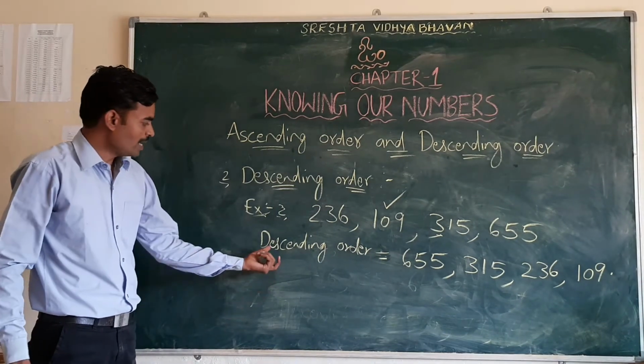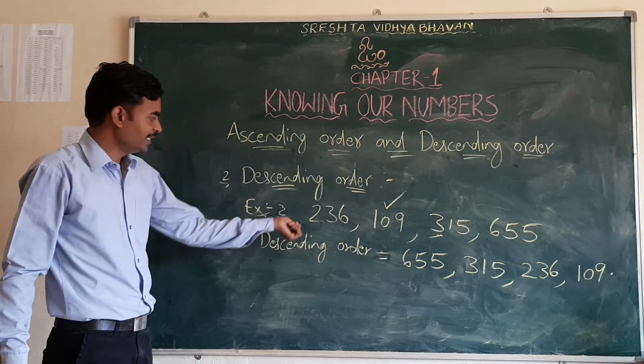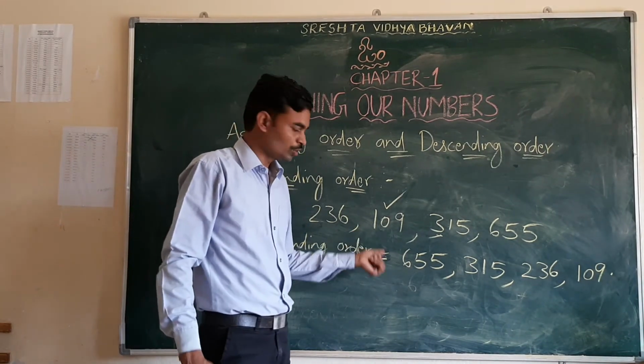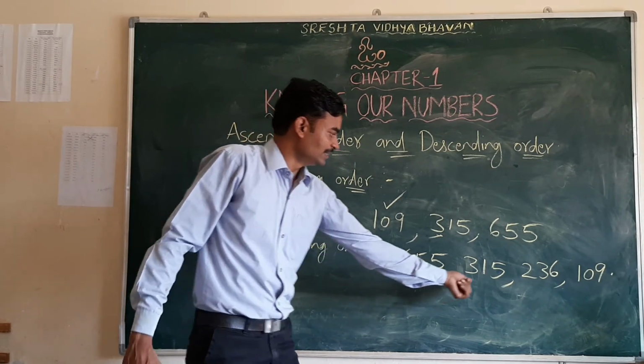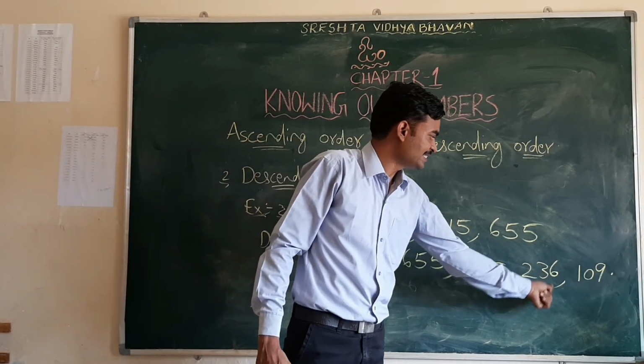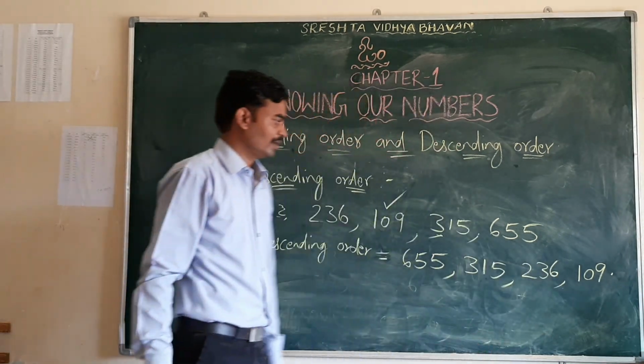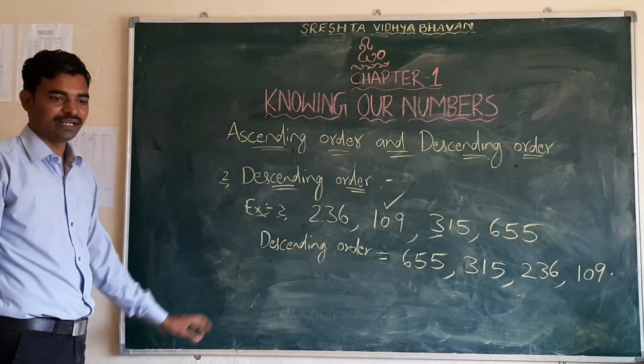Okay. Now, what is the answer of the descending order in this question? The descending order of this question is 655, 315, 236, and 109, the resultant answer for the descending order.